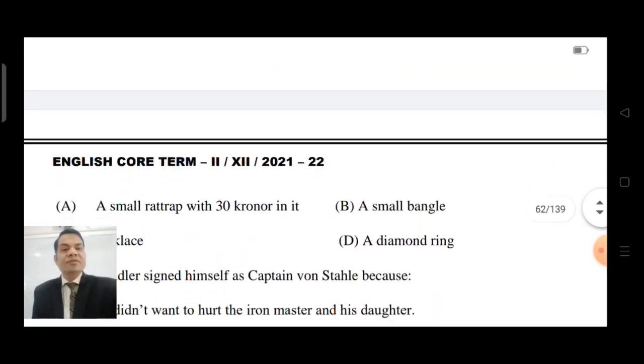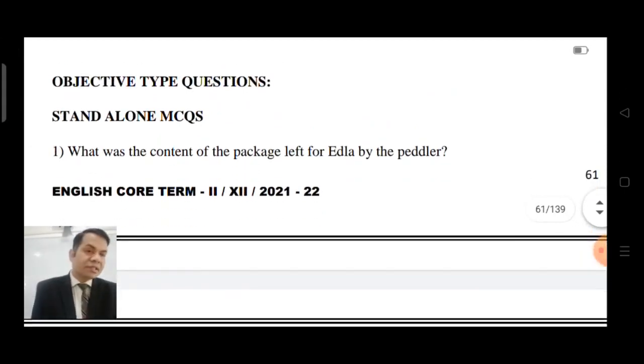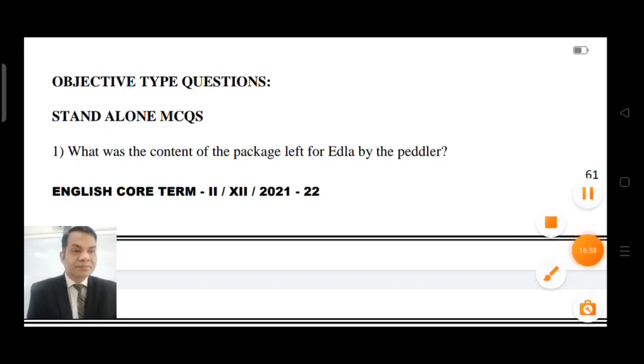CBSE hasn't confirmed yet whether Term 2 will be subjective or objective. There is a confusion, so we are going to practice both types of questions. First of all, let us discuss objective type questions, standalone questions, MCQs.